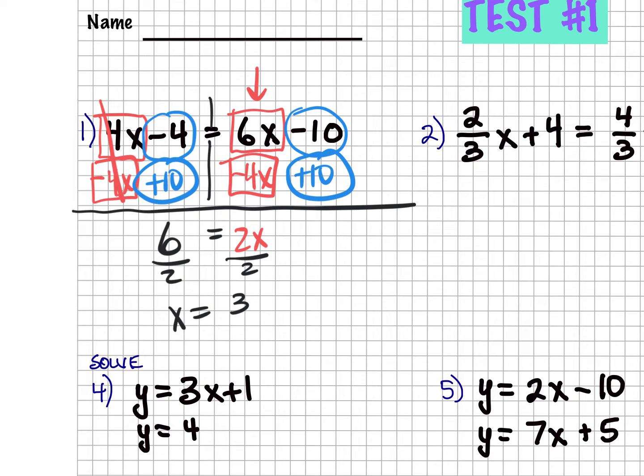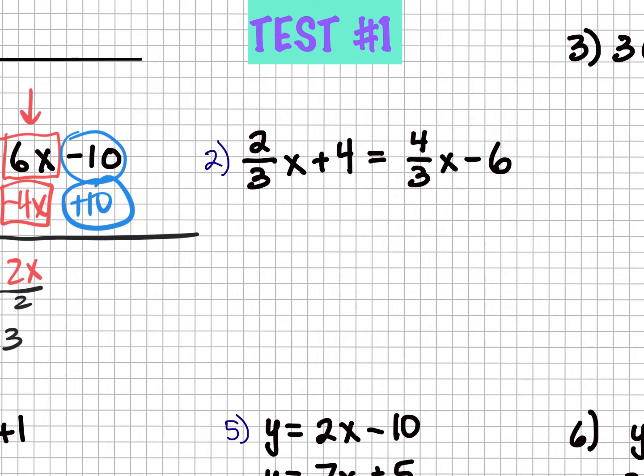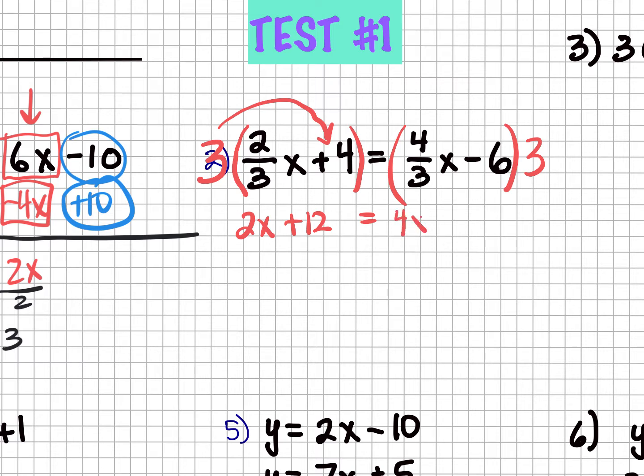All right, next problem. A couple of you guys did this pretty smart. You decided I'm going to multiply both sides by 3 to get rid of the fraction, but when you multiply this side by 3 and this side by 3, you have to multiply everything by 3. So 3 times 2/3, the 3 on the bottom gets rid of, and you get 2x. 3 times positive 4, a lot of you guys forgot that, was 12, equals 3 times 4/3 gets rid of the bottom, so we get 4x minus 18. Some of you guys messed up. You forgot to do that last bit of multiplication.